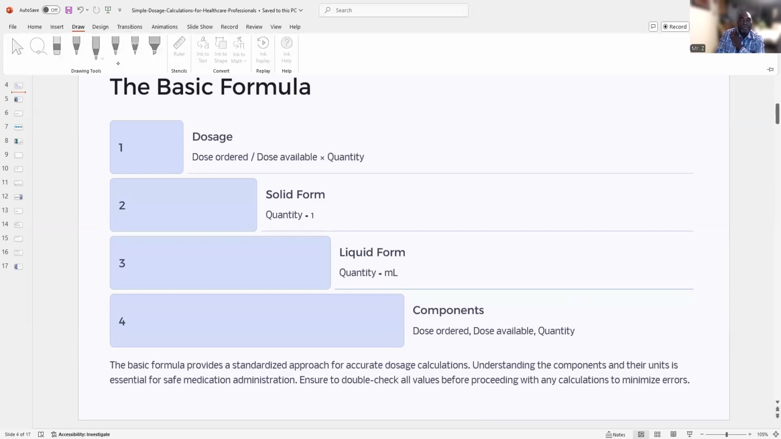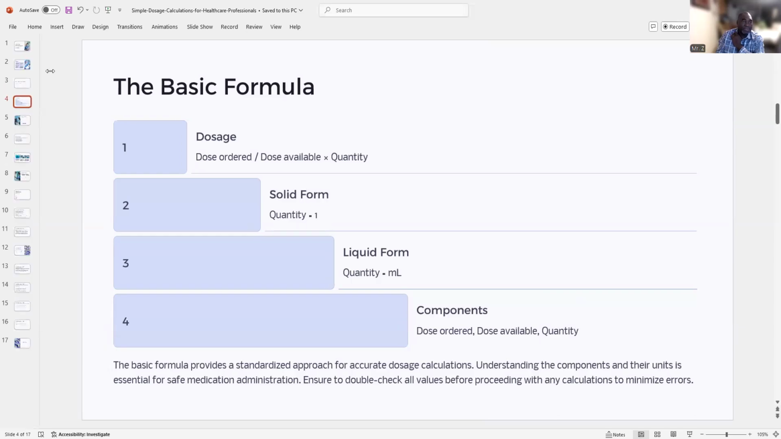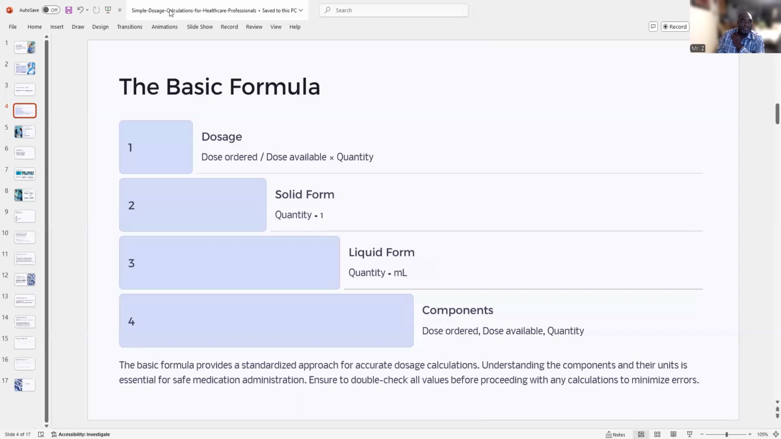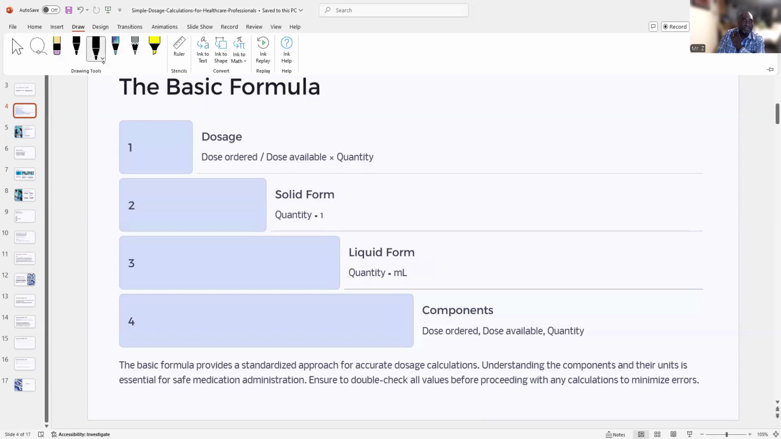What we're going to learn here is going to be a simple dosage calculation. One second, let's see. Technology sometimes is not your friend. Let's figure out something. There we go.